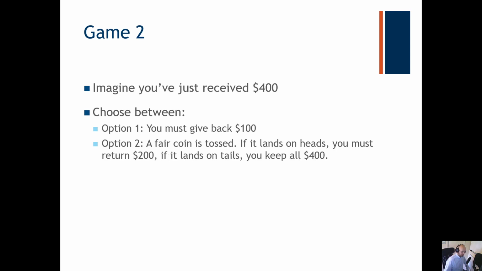Alright, now let's look at game 2. This time you've received $400, and you've got to choose between giving back $100, which is option 1, or this time they'll be flipping a fair coin again, and if it lands on heads you must return $200, or if it lands on tails you get to keep all $400. So with this second option, there's a risk that you might lose 200, but there's also a chance you don't lose anything. You don't have to give back anything. I'll give you a moment to think about that as well.